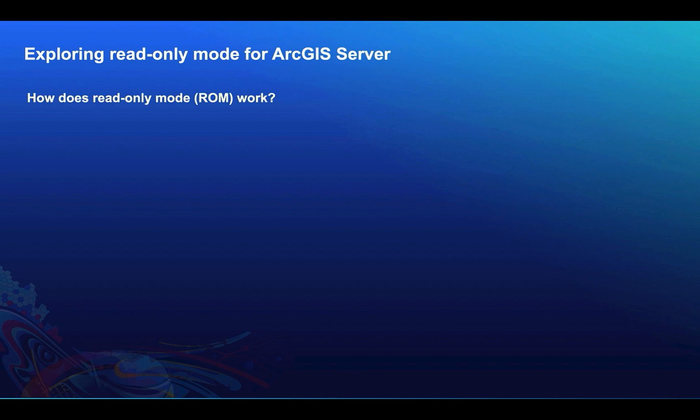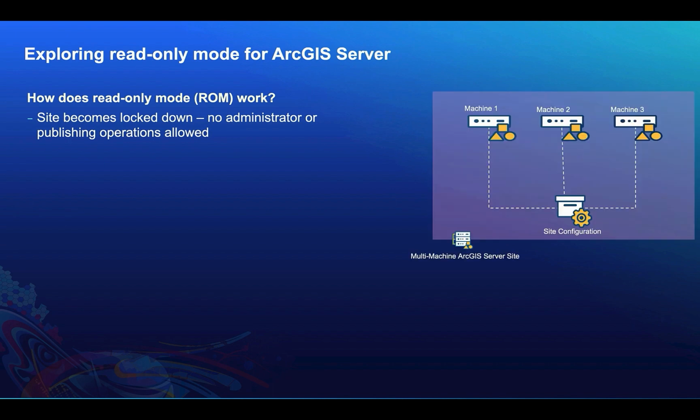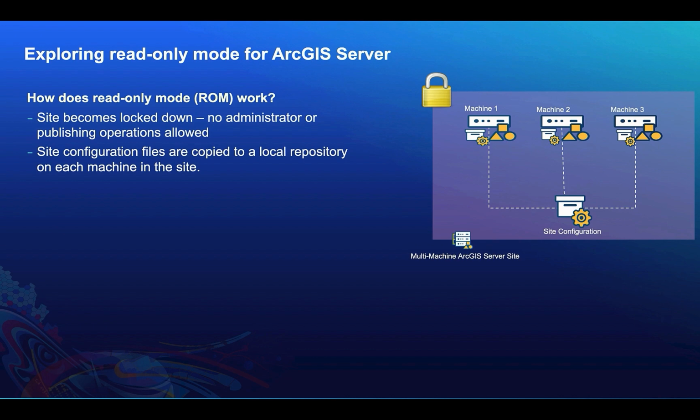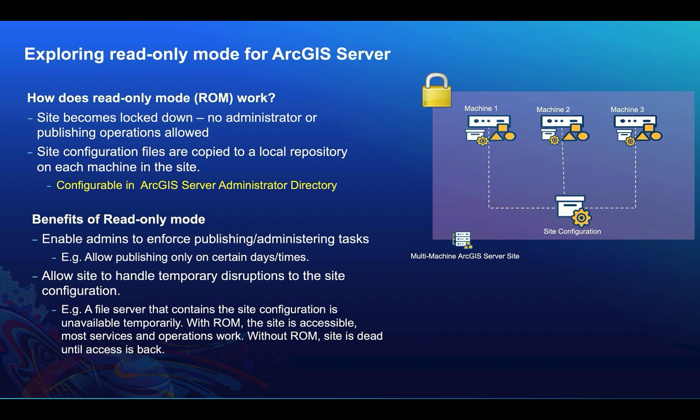So let's explore read-only mode. How does it work? Essentially, the site becomes locked down and allows or disallows any publishing or administration events to happen in the site. There are some exceptions here, like adding or removing machines, and we have listed those exceptions in our help doc. Additionally, the site configuration files are copied to a local repository on each machine in the site. And this local path is configurable in the ArcGIS Server administrator directory.